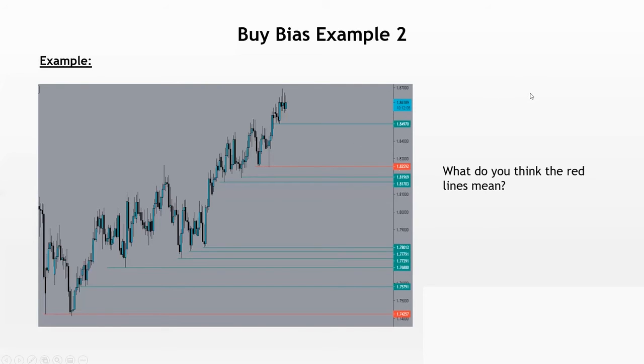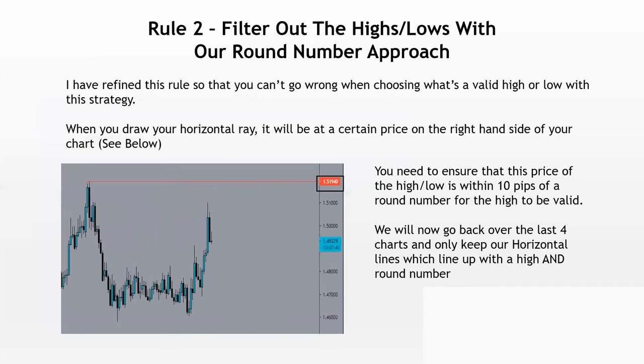Now you have all your levels drawn on your chart with the higher lows or lower highs, whatever you've decided to do. Let's look at what rule number 2 is. So rule number 2 now is to filter out the highs and the lows with our round number approach. I've refined this rule so that you can't go wrong when choosing what's a valid high or a valid low. So hopefully that helps you.